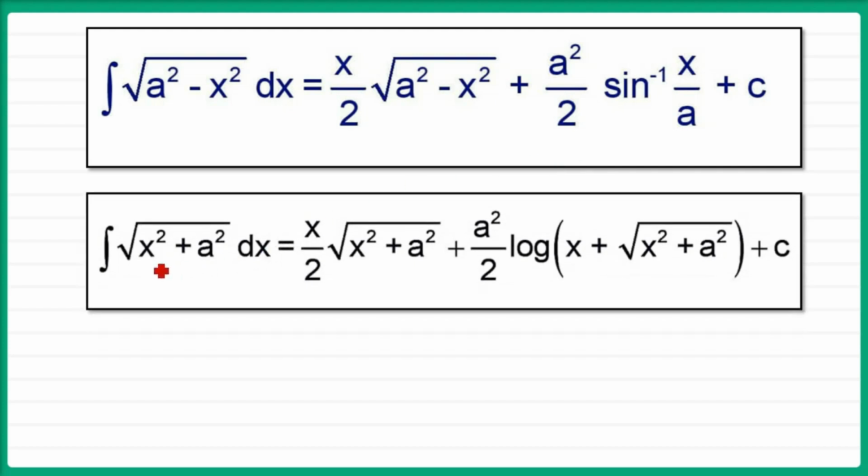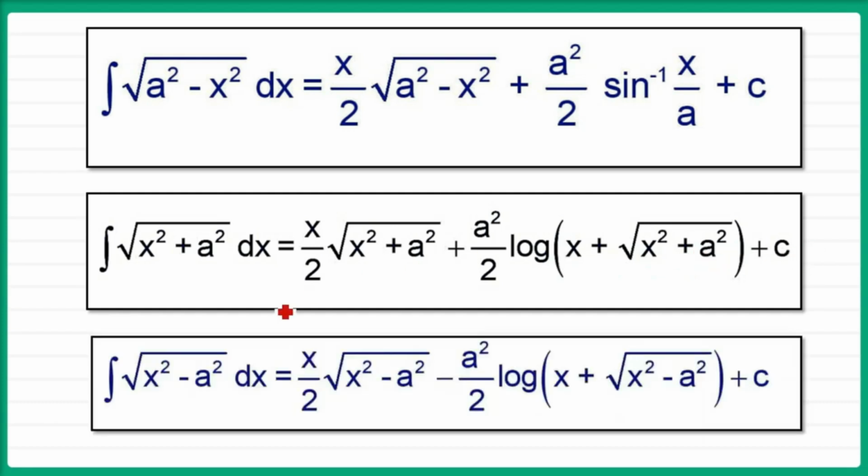Now the second formula, you can write it as x square plus a square or also a square plus x square, they both are the same. And the result is x by 2 under root x square plus a square plus a square by 2 log, and inside the bracket we have x plus under root x square plus a square, plus a constant of integration.